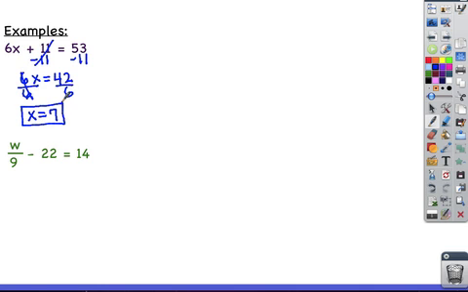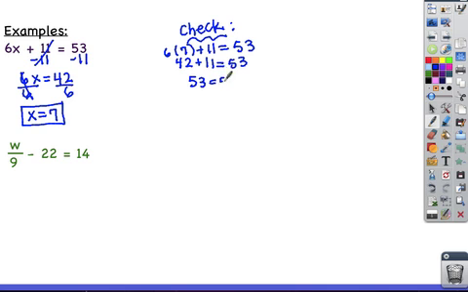Now, as always, it's a good idea to check our answers, so we can plug in 7 for x and see if this works. 6 times 7 plus 11 equals 53. 6 times 7 is 42. And when we add 11, we do get 53. And therefore, x does equal 7.